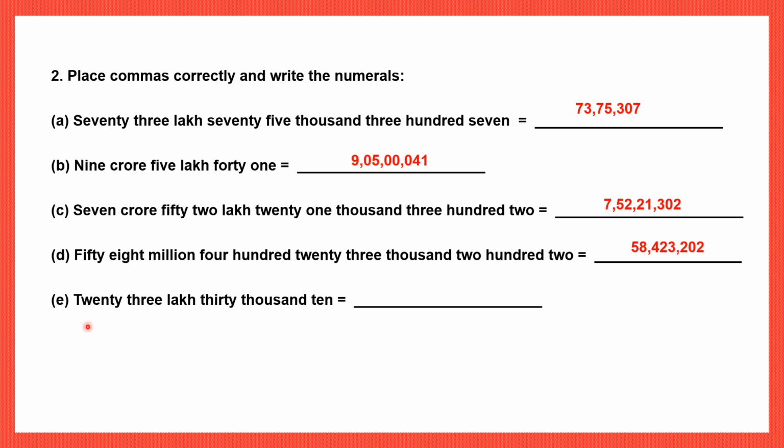Question E. 23 lakh 30,010. Okay, so let's see. 23 lakh. So lakhs place we have 23. 30,000 we have 30,000. Now 10. That means what is missing? The hundreds place is missing. So here 23 lakh 30,010. So the hundreds place is missing.